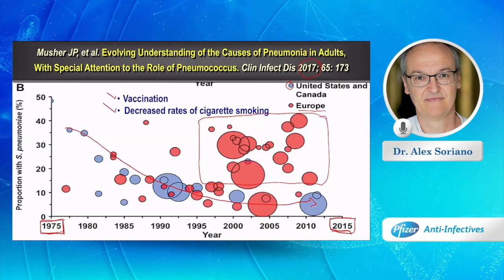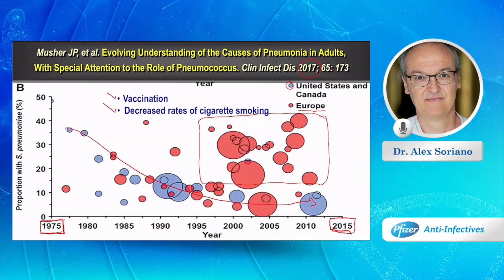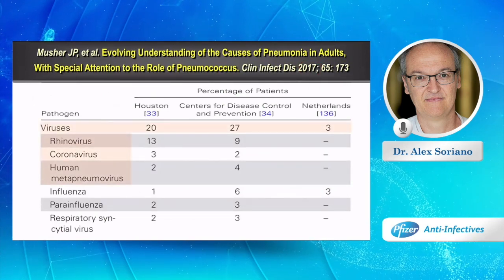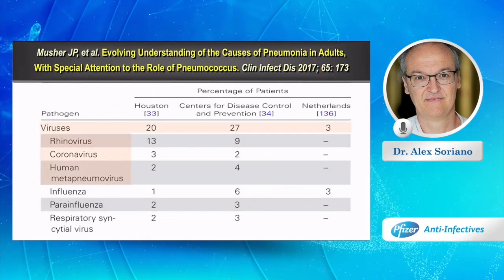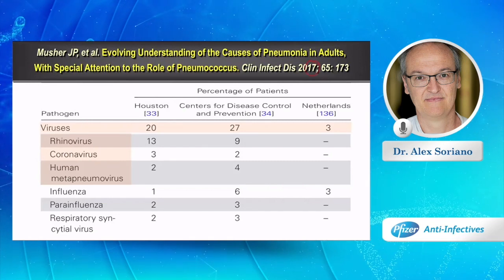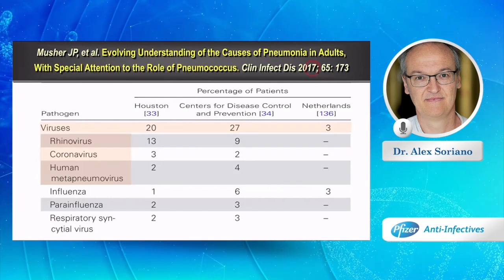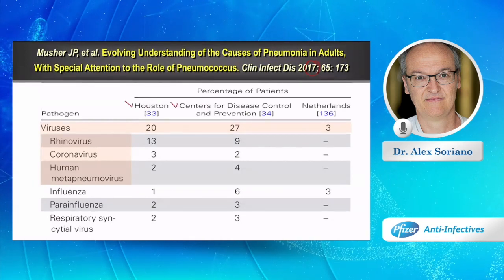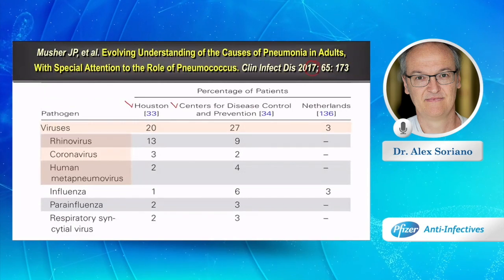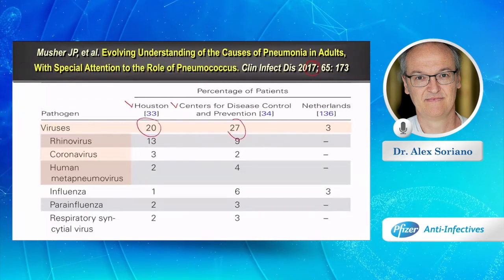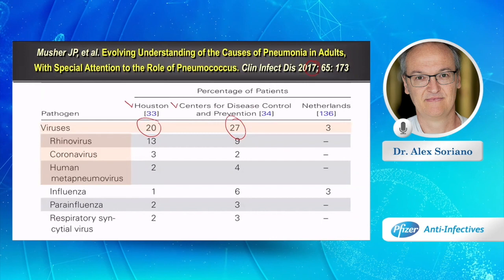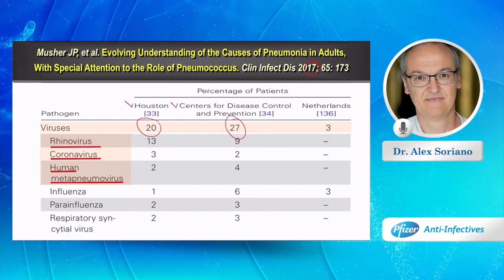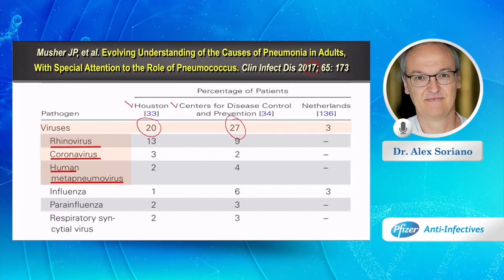But just as a comment, there was a paper published in Clinical Infectious Diseases in 2017, where the authors, one from Houston and one from the CDC, observed a high prevalence of viruses. I mean, 27% of the community-acquired pneumonias were caused, according to these papers, by rhinovirus, coronavirus, and human metapneumovirus, and they suggest that maybe community-acquired pneumonia is more often caused by a virus.